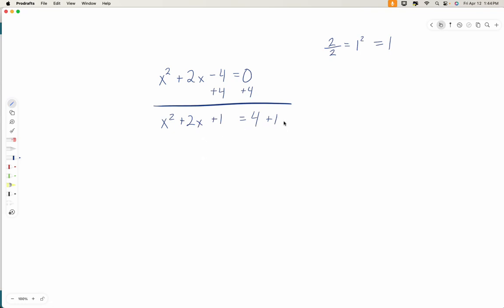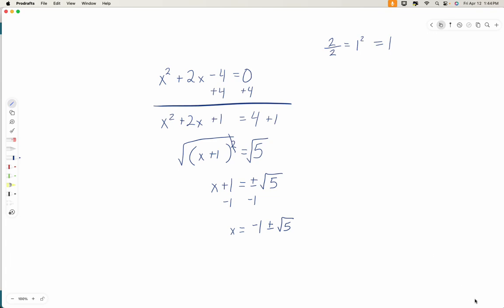We don't have to do anything to this. We don't have to change it because they're both whole numbers. So we can go ahead and factor. This is a positive 1, so x plus 1 squared is equal to 5. Unsquare everything. Cancel. X plus 1 is equal to plus or minus the square root of 5. So when I subtract 1 from both sides, x is equal to negative 1 plus or minus the square root of 5. That's your solution.